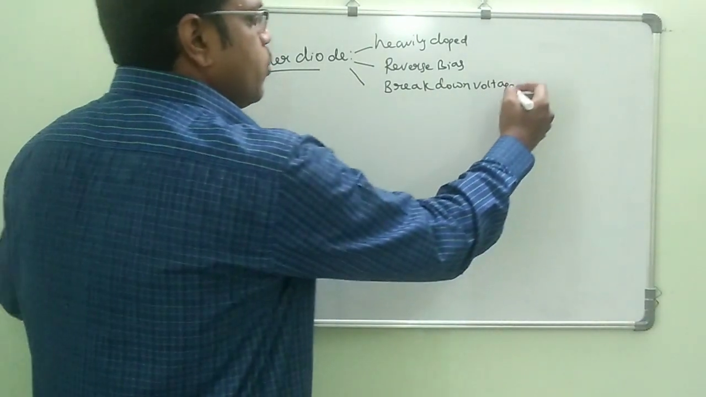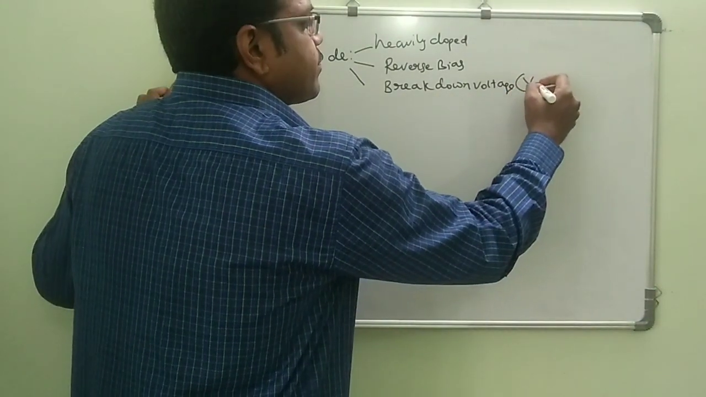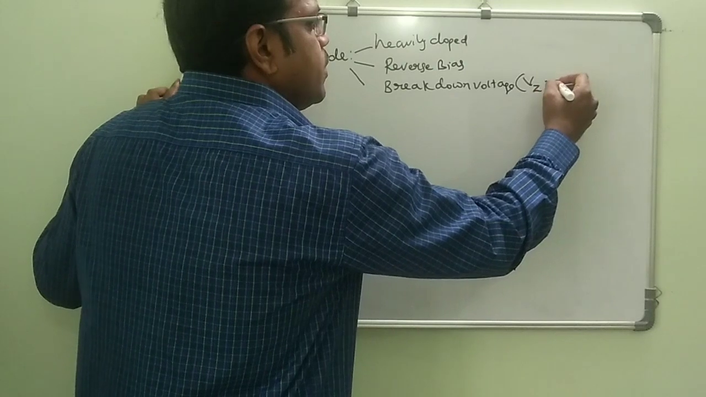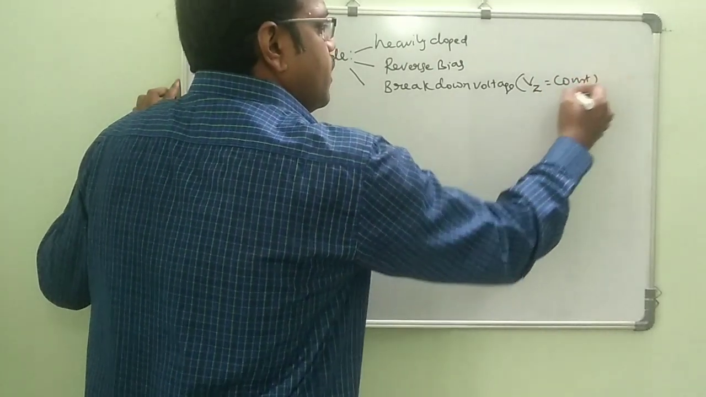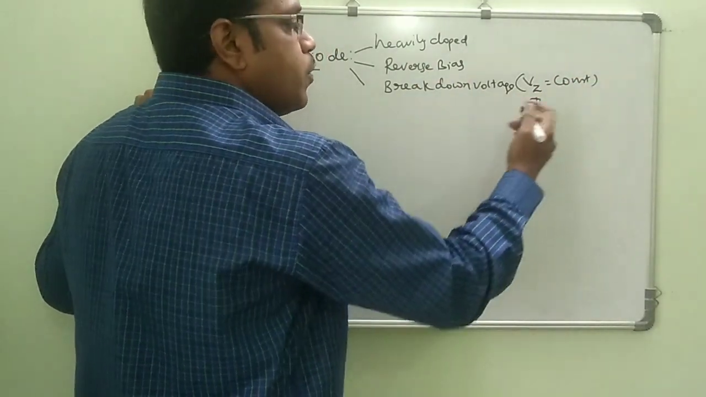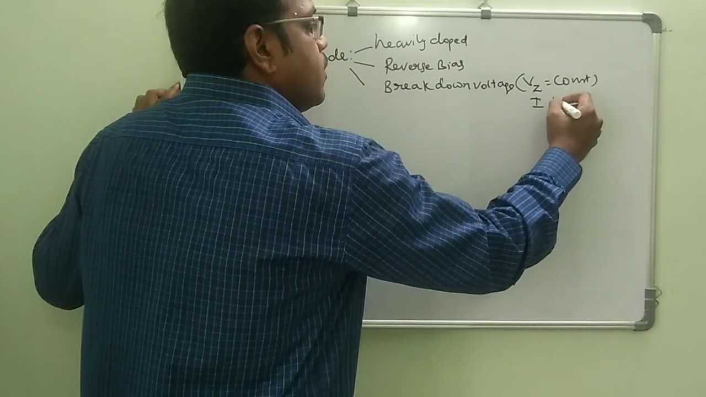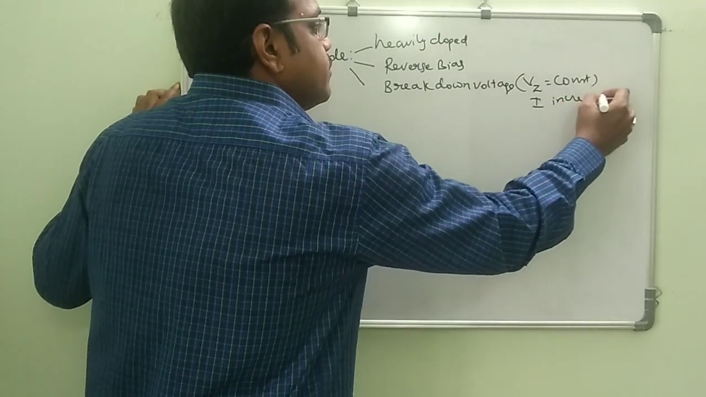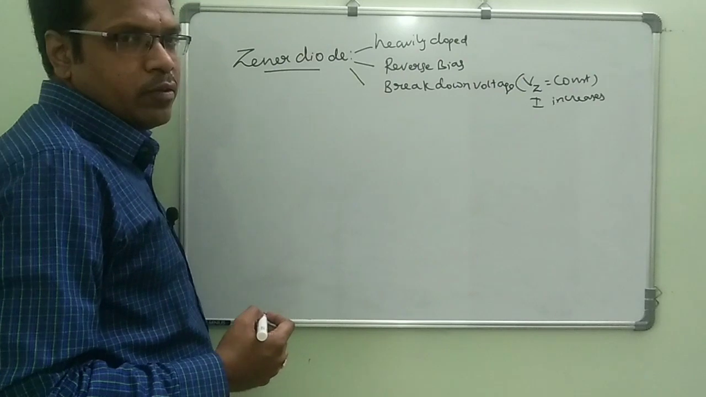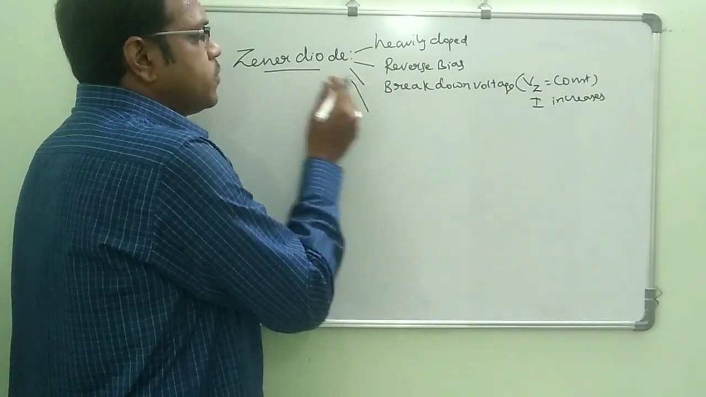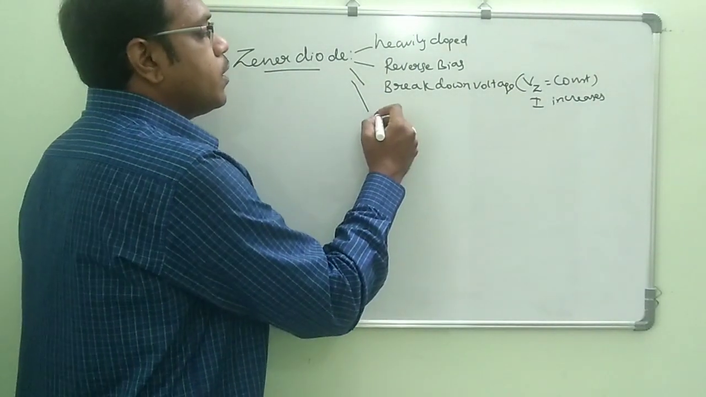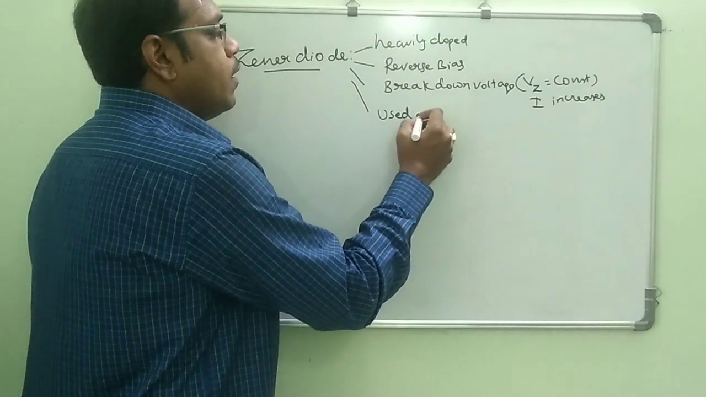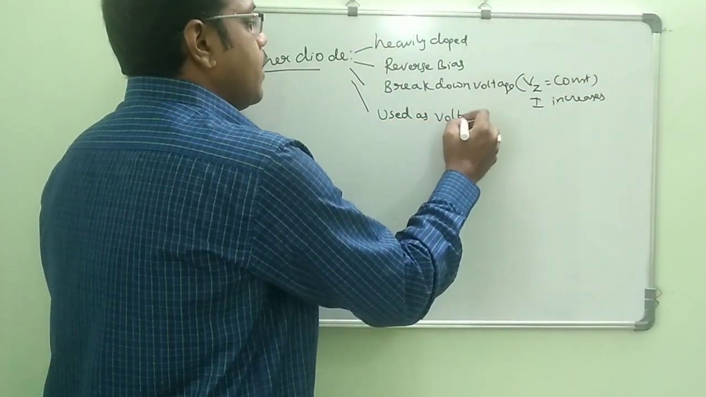What is the breakdown voltage condition? The Zener voltage remains constant and the current through the Zener diode increases. This is the condition for the Zener diode. And what is the purpose of using this? It is used as a mains voltage regulator.